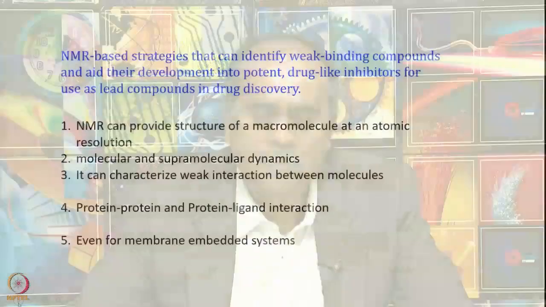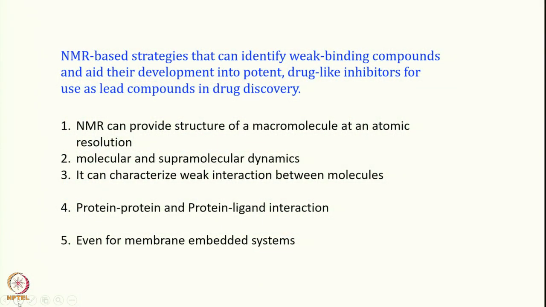Therefore, intense research is very much important, right. You cannot give anything and everything because it has some effect, and that is the necessity to do serious, precise research when you are developing a drug. And in those cases, our technique NMR helps a lot. NMR-based strategy can identify even weak binding compounds, and that can be used to develop into a potent drug like an inhibitor, which can be used as a lead compound in drug discovery. Even after modification, at each step NMR plays a profound role.